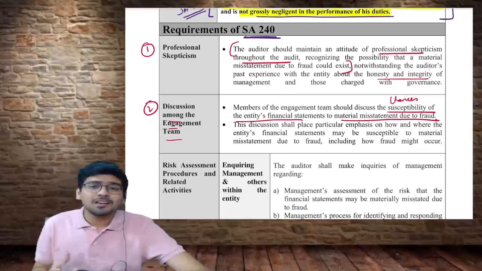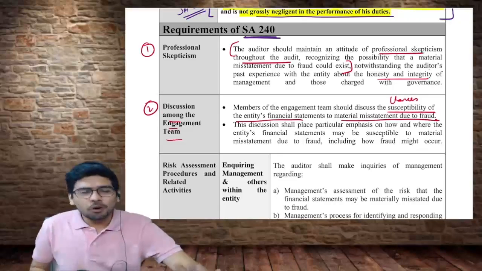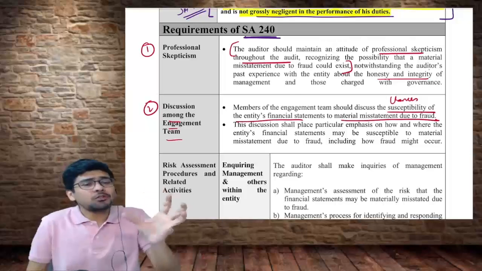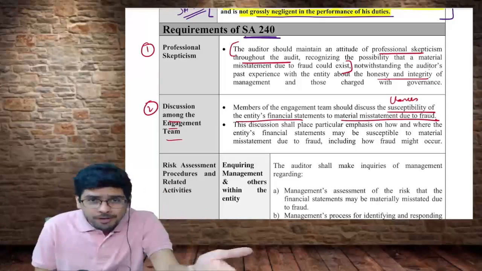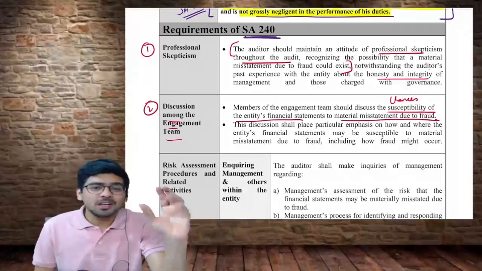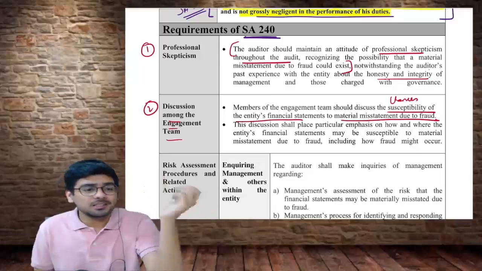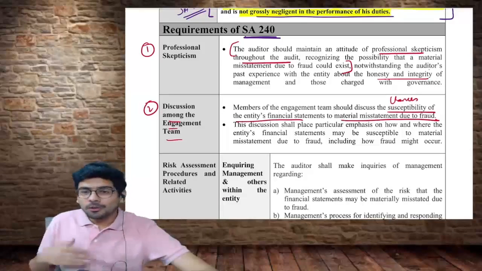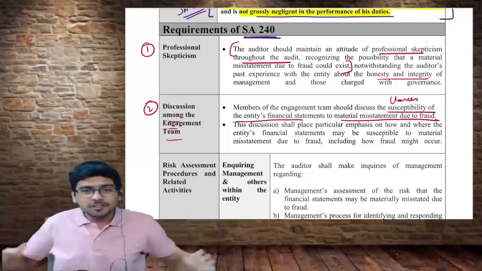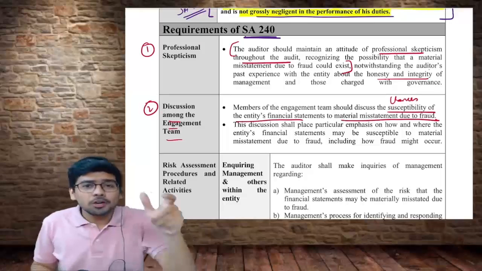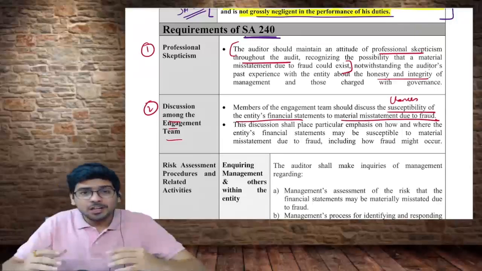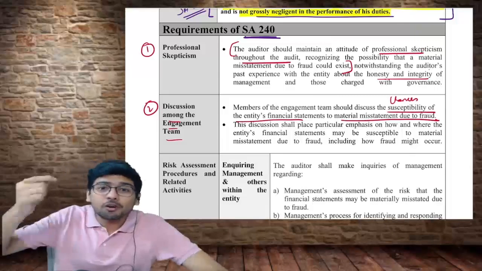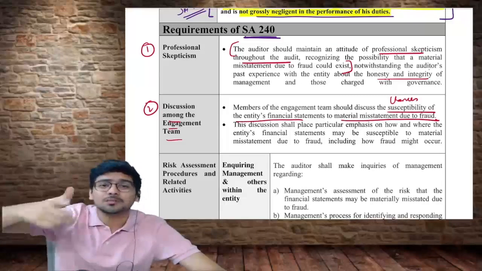We need to discuss this aspect. And once we are discussing this aspect, obviously we will identify those particular elements of the financial statements where fraud could have happened. Let's say in case of banks, majority of the fraud might happen in case of loans. So as an auditor, I will first discuss with my team: what do you think? Can the bank engage in fraud? If yes, and if they do engage, what are the areas wherein the fraud can be committed? We need to discuss these aspects with our team.